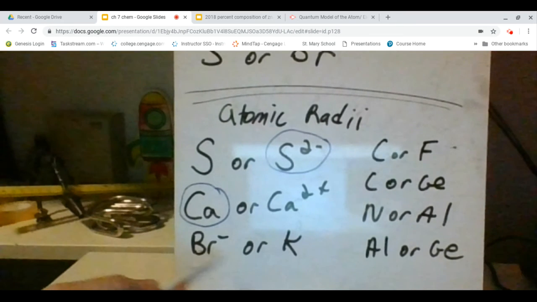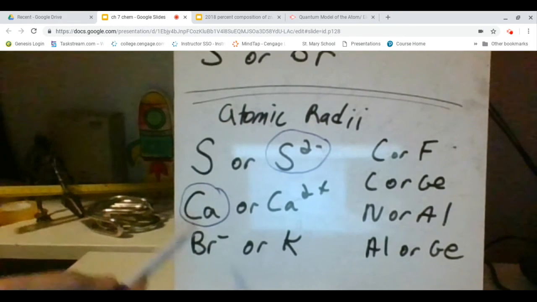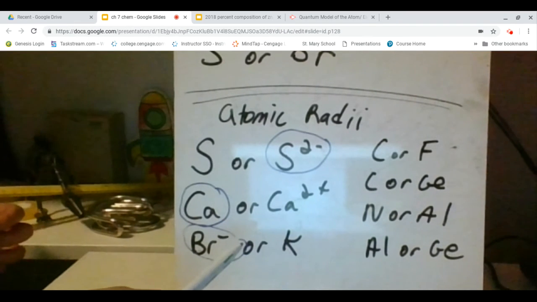However, for the bromide ion or potassium ion, because they are isoelectronic, meaning you have the same number of electrons, you have to look at the nucleus and see what's going on with the effective nuclear charge. And since bromine has one fewer proton, it has less pull on the electrons to tighten them in. So therefore, bromine is going to have the larger atomic radius.